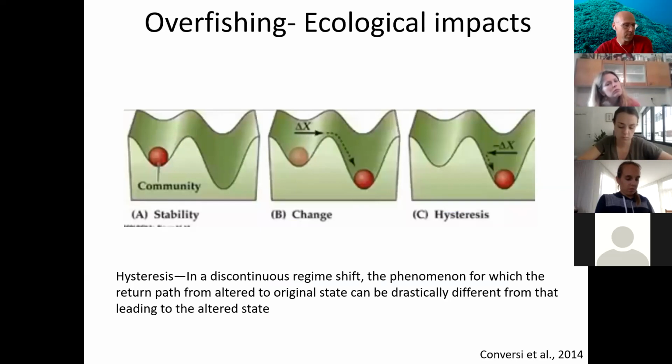So we would say, okay, so what's the big deal? If I'm gonna do that, I'm gonna just go back. I can take this and go in reverse. The problem is, what we call hysteresis: the amount and the conditions to go from one side is not similar to going in reverse. Meaning that in nature, we don't have a direct way of reversing. So basically, hysteresis is a discontinuous regime of shift, a phenomenon for which the return path from altered to original state can be drastically different from that leading to the altered state.